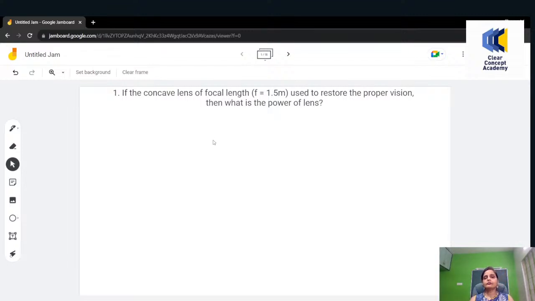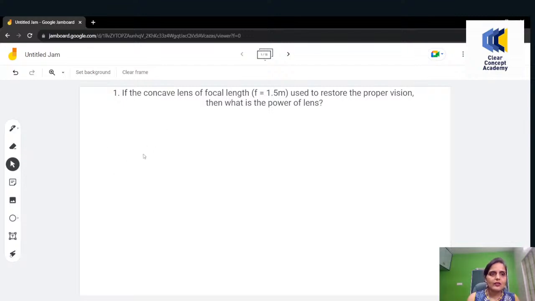So let's start. Now a lot of introduction has been done. Let's start with the simpler questions. You can see the first question on the screen. It reads: if a concave lens of focal length f equal to 1.5 meter is used to restore proper vision, then what is the power of the lens? Do you recall the formula for power of a lens?